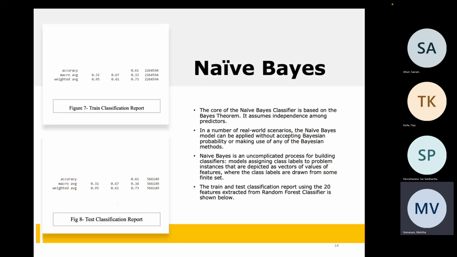So naive Bayes. The core of the naive Bayes classifier is based on the Bayes theorem. It assumes independence among predictors. In a number of real-world scenarios, the naive Bayes model can be applied without accepting Bayesian probability or making use of any of the Bayesian methods. Naive Bayes is an uncomplicated process for building classifiers, models assigning class labels to problem instances that are depicted as vectors of values of features, where the class labels are drawn from some finite set. The train and test classification reports are shown in these figures, which have 61% accuracy for both.